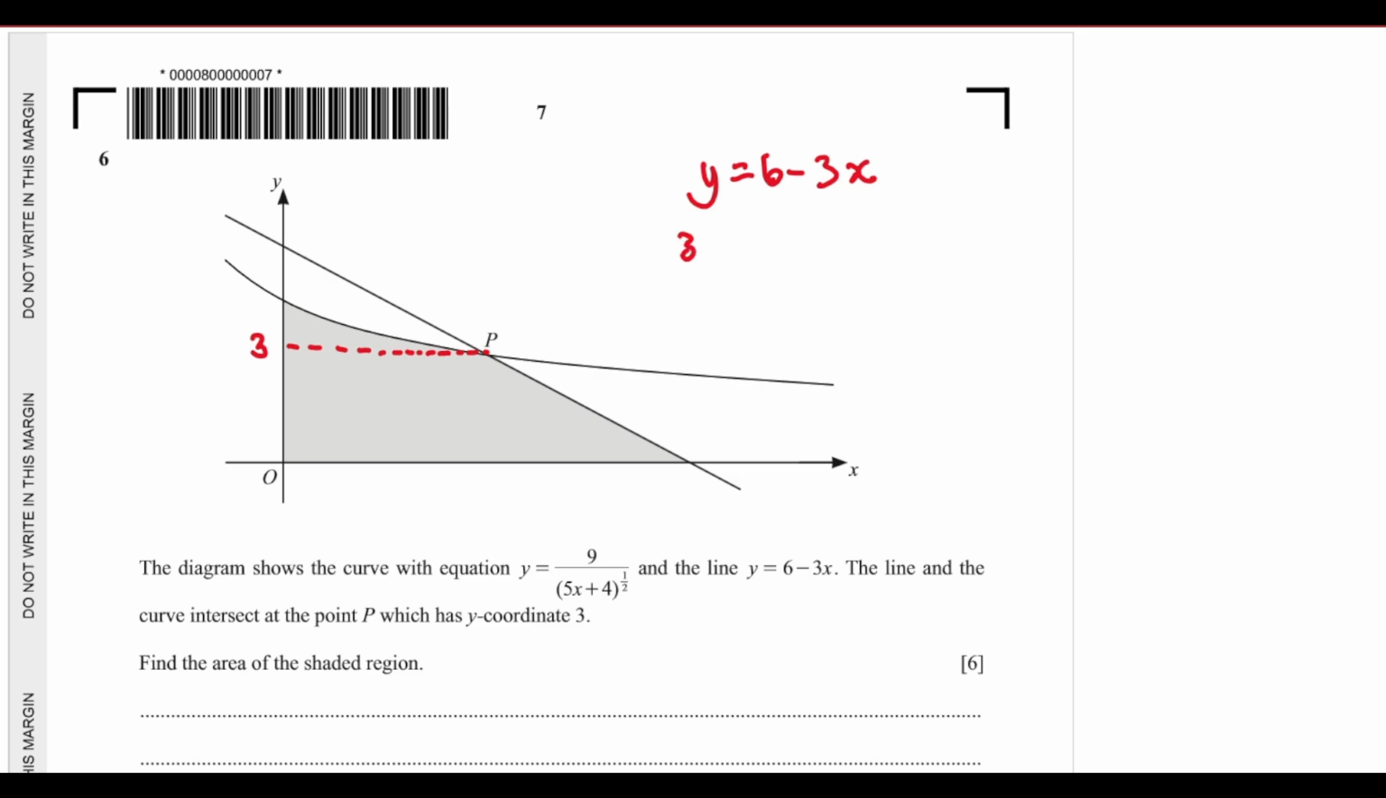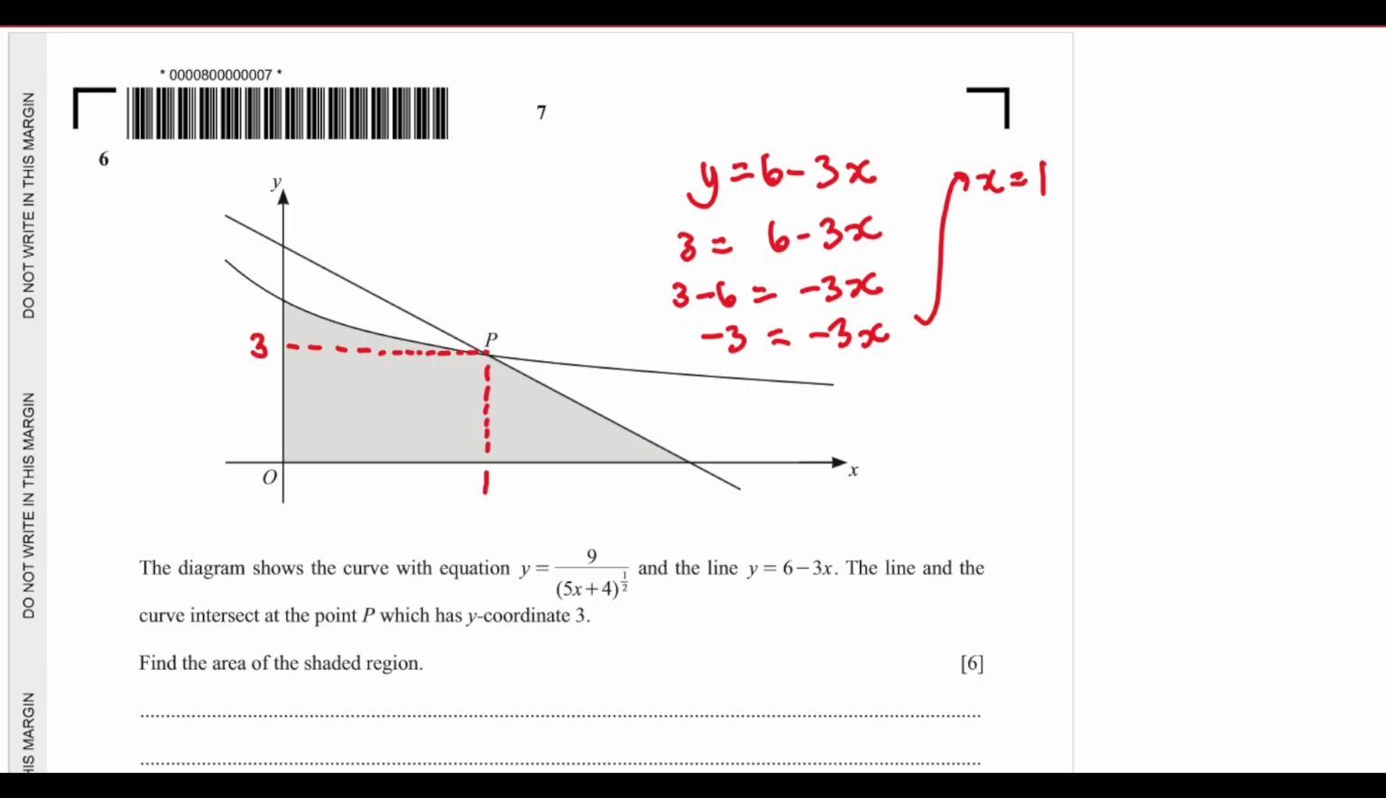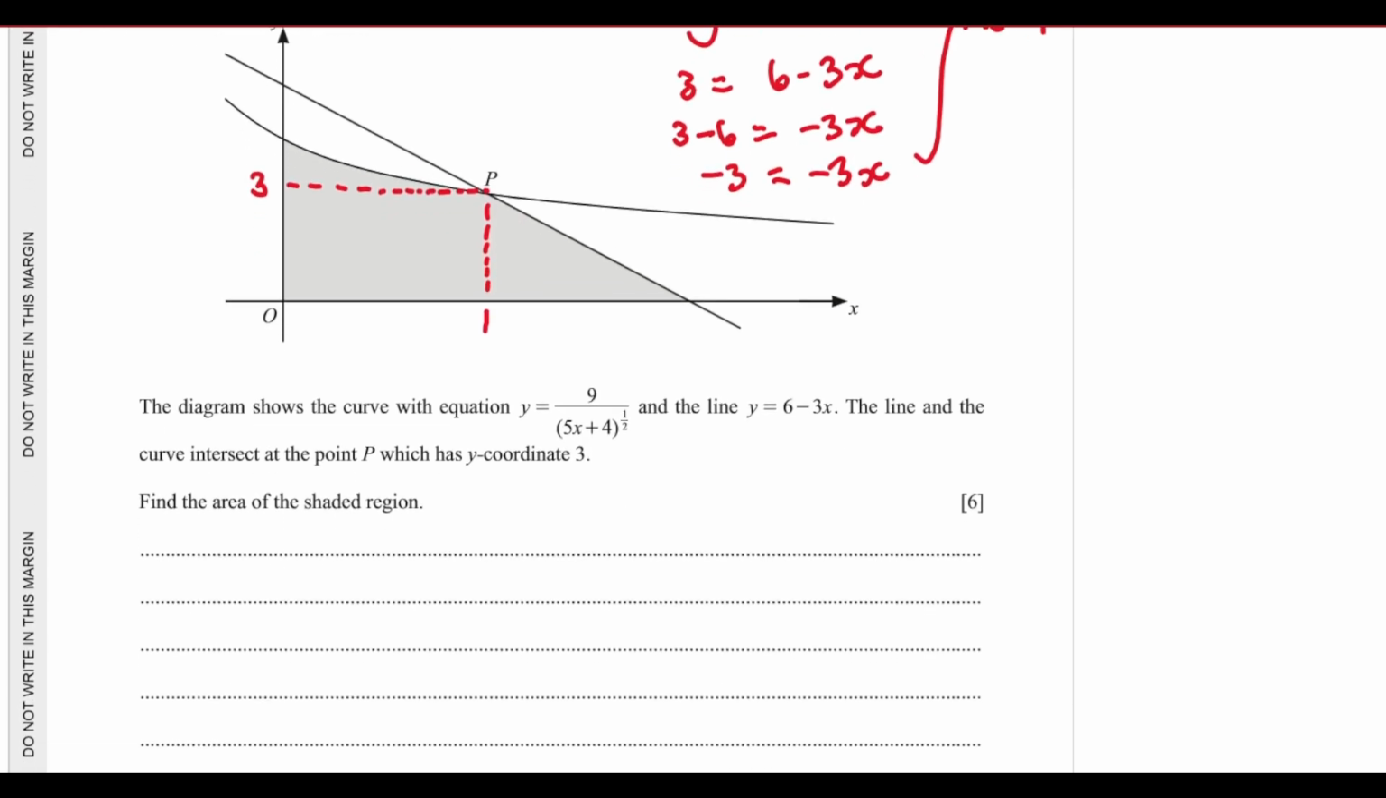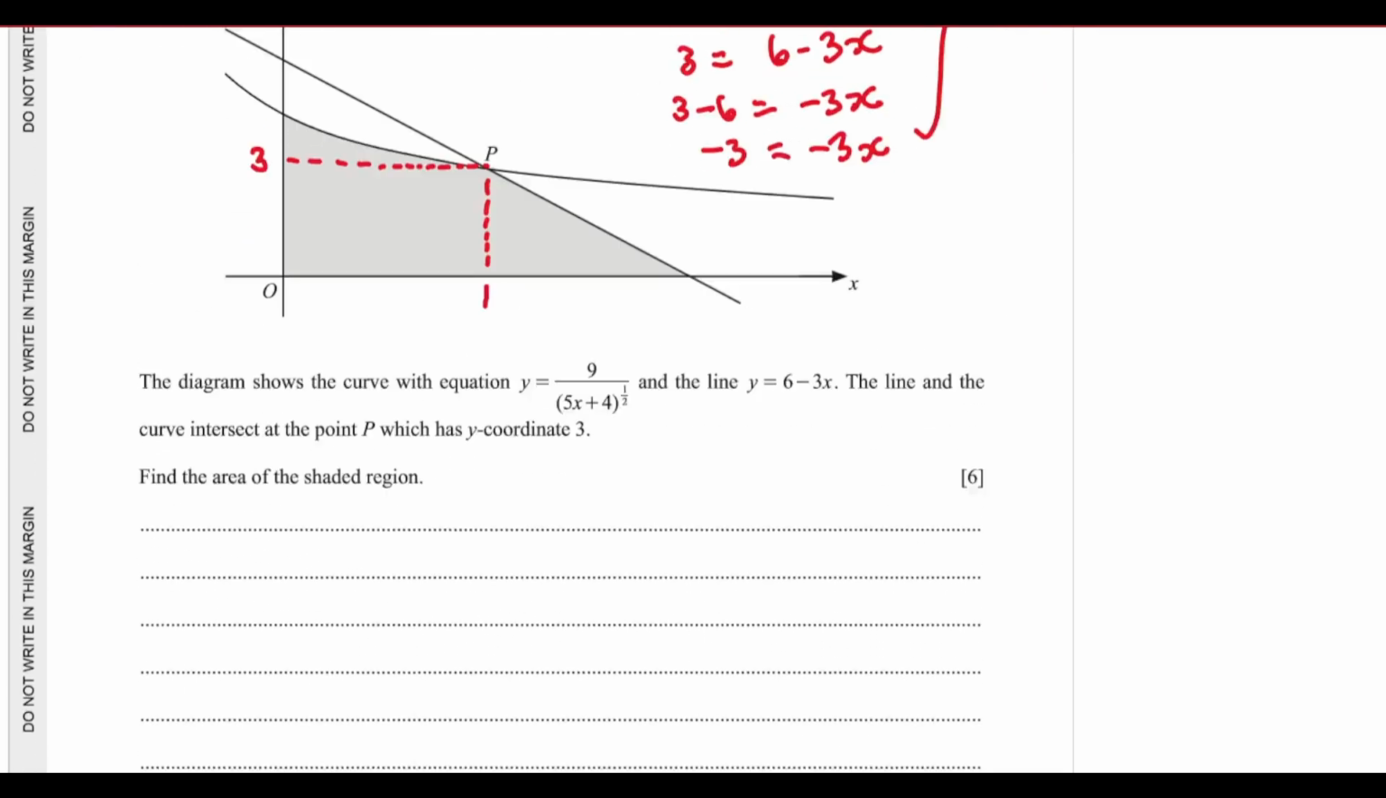If y is equal to 3, we'll have 6 minus 3x. So 3 minus 6 is negative 3, so that seems to be x is equal to 1 over there. Okay. Is that correct? Yes, it's correct. Seems a bit off, but I guess it's not drawn to scale.